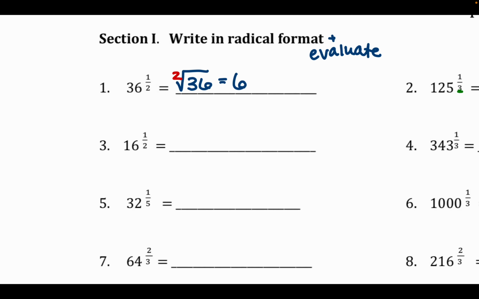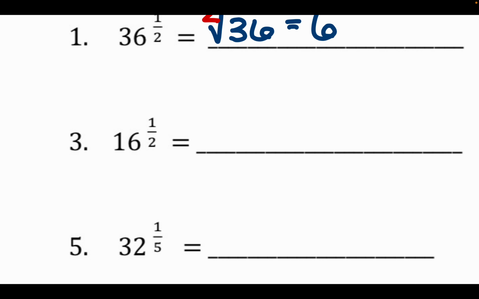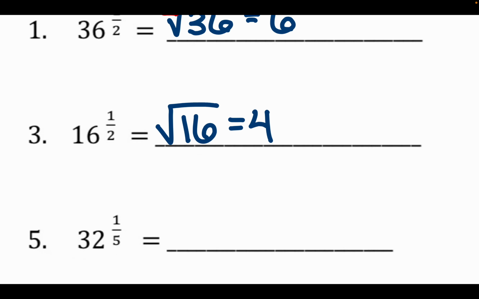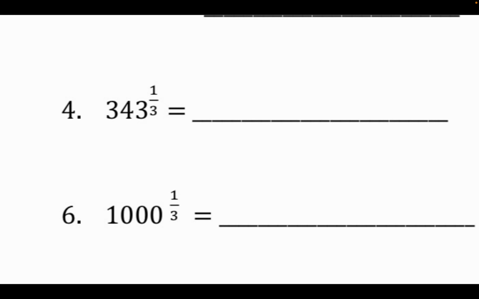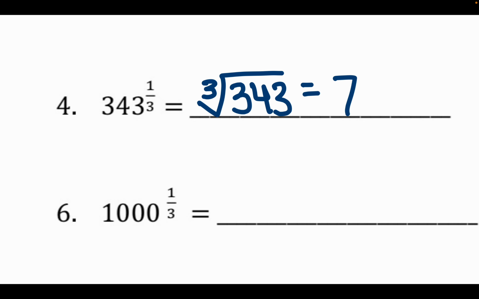So this is 5. Okay, now we're doing 16 to the 1/2. So this is going to be the square root of 16, which is 4. Okay, number 4, the cube root, because the 3 tells us the cube root of 343. So we're trying to figure out what number times itself 3 times in a row gives us 343. And if we do the cube root in our calculator, we get 7.